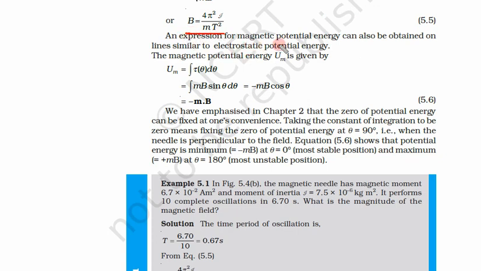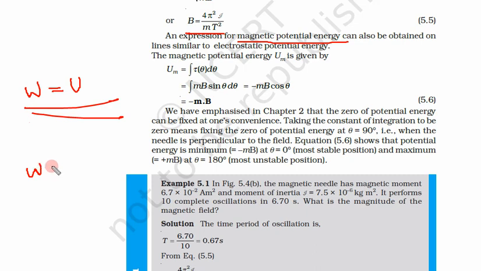An expression for the magnetic potential energy. Remember we have calculated the electrostatic potential energy. Now we are going to calculate magnetic potential energy, which can also be obtained along similar lines to electrostatic potential energy. You know work done will be stored as energy.